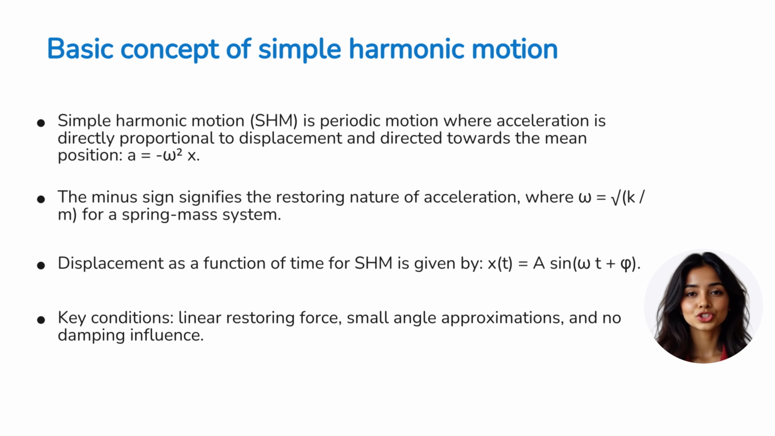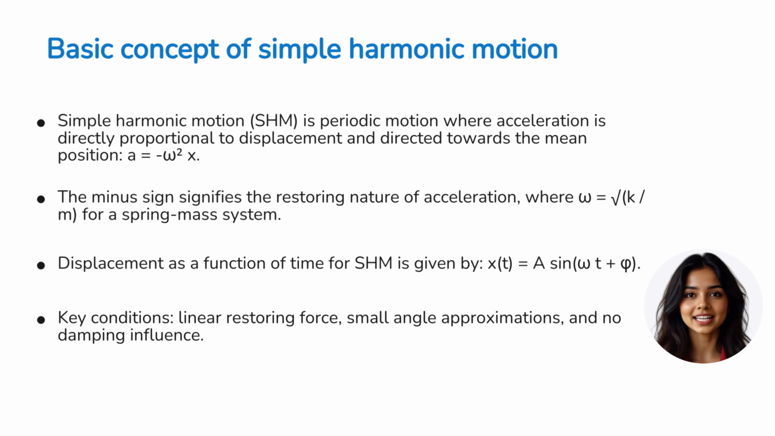Simple harmonic motion is a special kind of periodic motion where the acceleration of the object is directly proportional to its displacement from a central point. We call this central point the mean position, and crucially, the acceleration always points back toward that mean position. Imagine you pull a spring and release it. The further you pull it, the stronger the pull back towards the center.